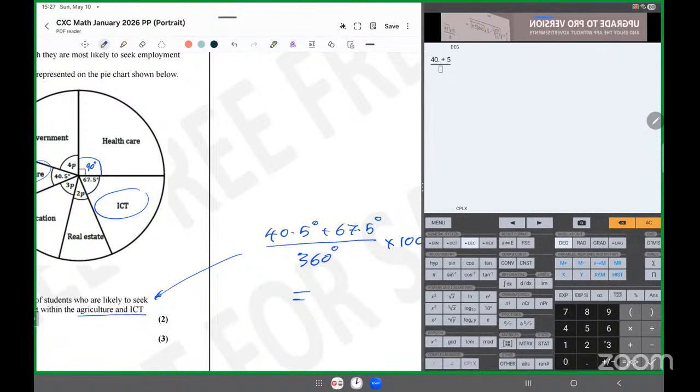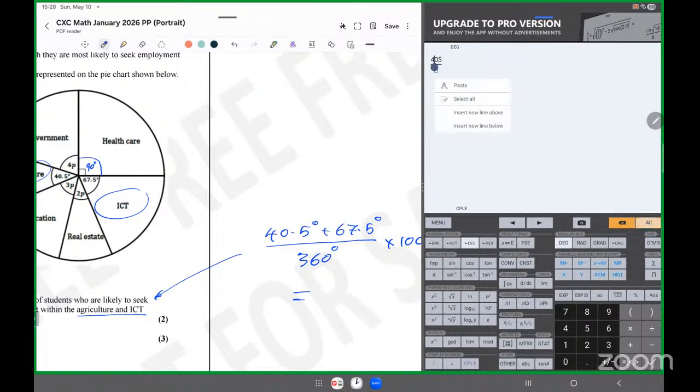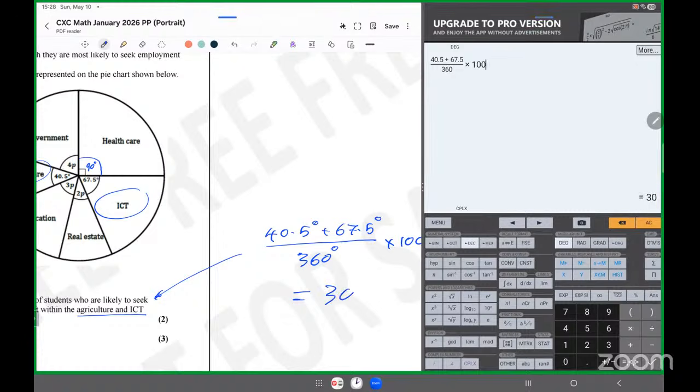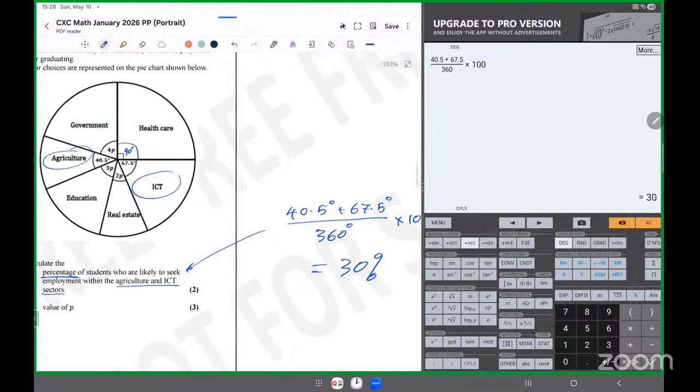40.5 plus 67.5. All right, let's write it as a fraction: 40.5 plus 67.5 over 360. That's another fraction. It's 30% then. The decimal is 0.3, so it's 30%. The answer is 30%. All right, done.